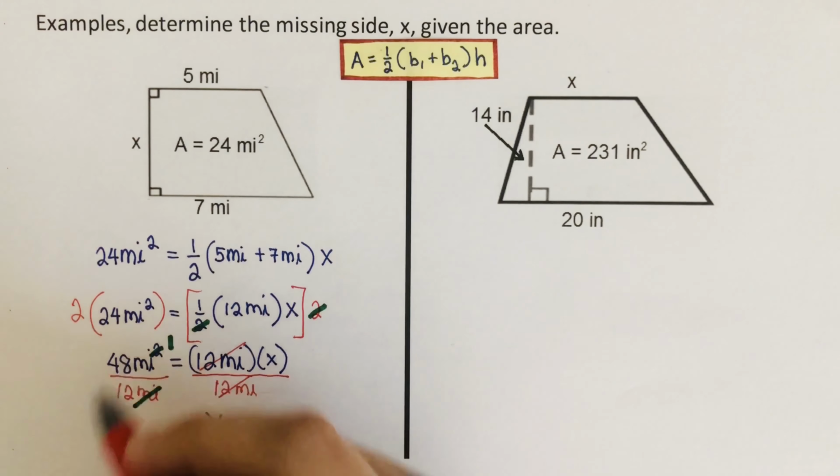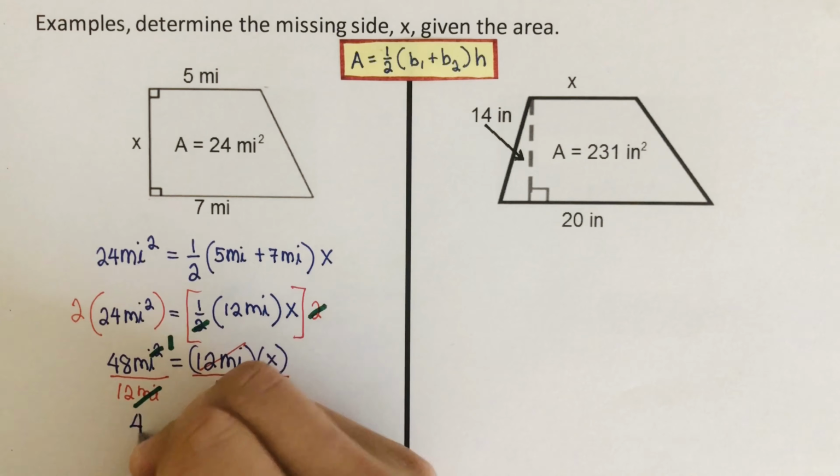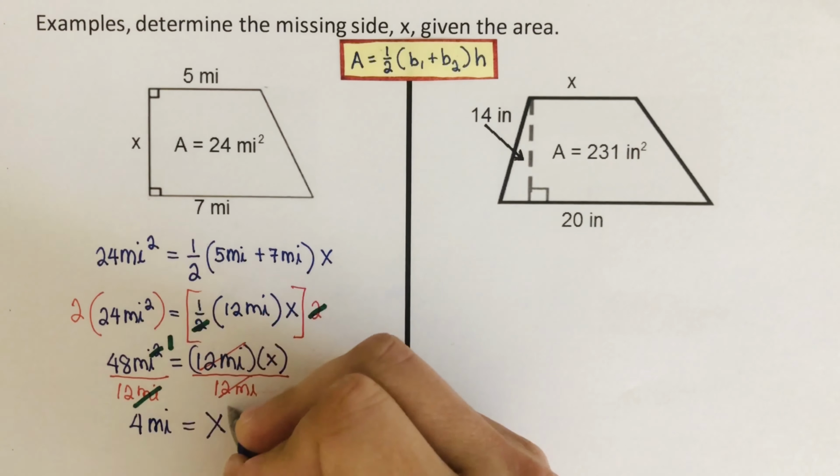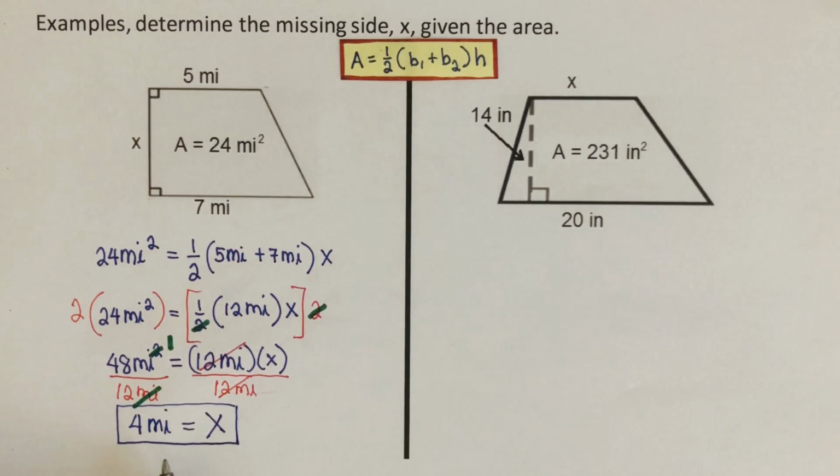So from here, 48 divided by 12 is 4. So I'm going to go ahead and write 4 miles. And that is the height for this trapezoid. Did you get 4 miles as your answer for the first one? Good. Perfect. Now let's move on to the second one right here.